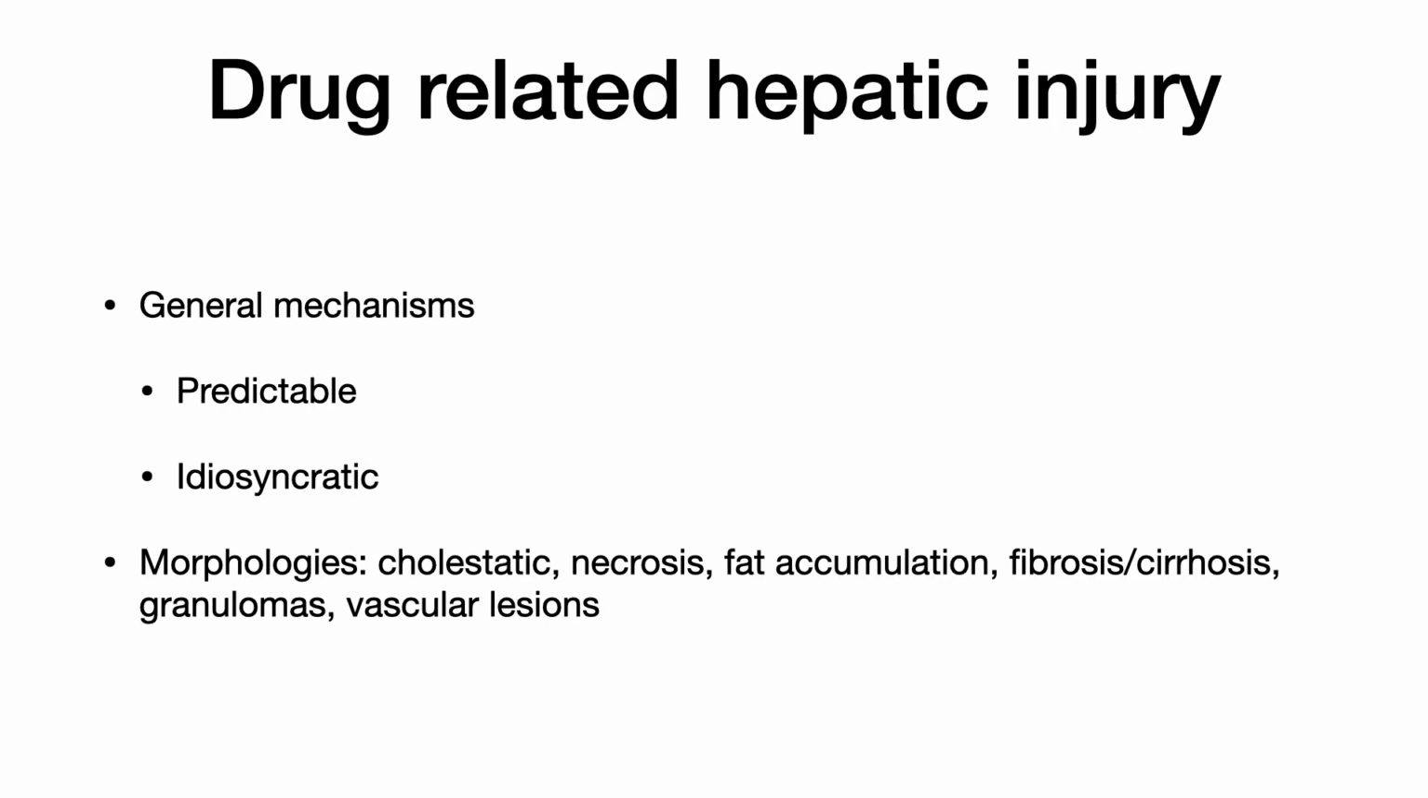You can also get drug-related injury. There's a good listing in Robbins for the ones that are more responsible for cholestasis, necrosis, fat accumulation, fibrosis, cirrhosis, granulomas, and vascular lesions. Various drugs can be associated with each. I'm not going to repeat it. It's in Robbins. And I think the list of drugs that probably can damage the liver is very long compared to even what's in Robbins.